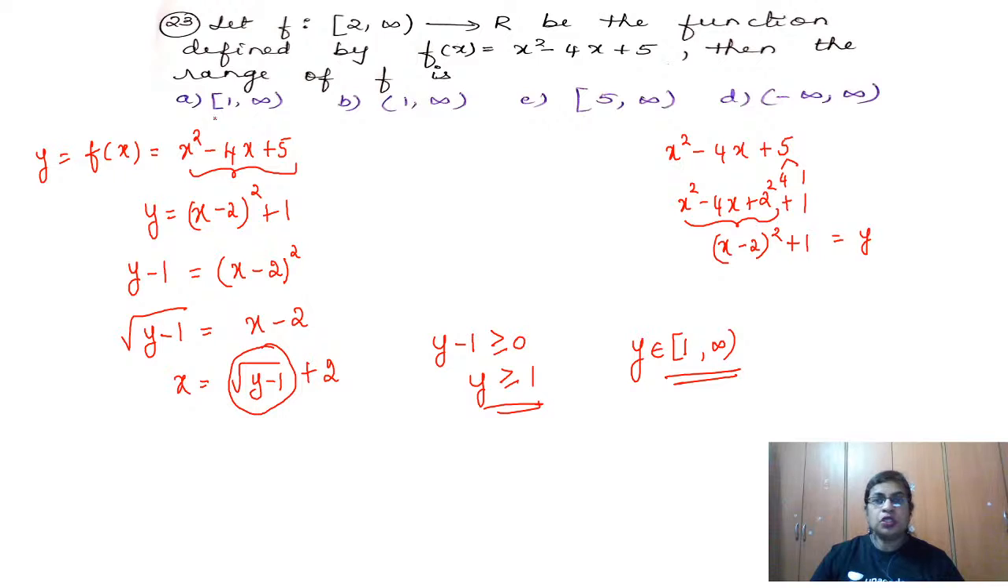So search for the option where the image belongs. We have a closed interval in only one option, and that option is option A, the closed interval 1 comma infinity. Is that understood? Is it clear? Okay, we move on to the next question.